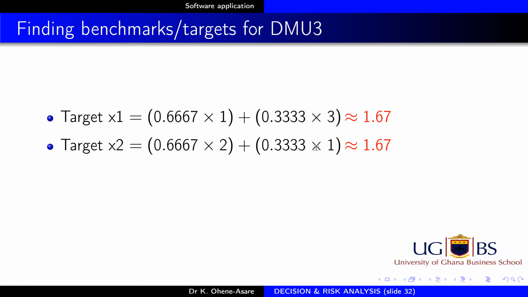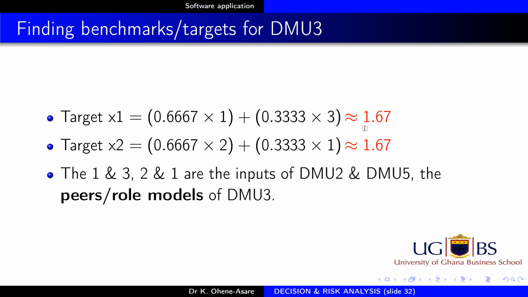You can use the lambdas together with the peers' inputs to find the target of any inefficient firm. Or you can use the lambdas together with the peers' output, if it is output orientation, to find the target for an inefficient firm. Do you get it?